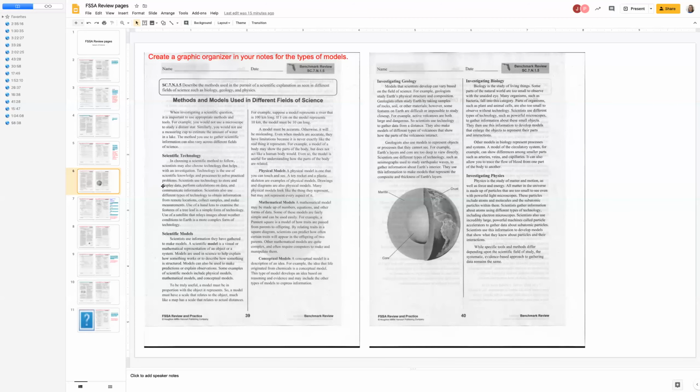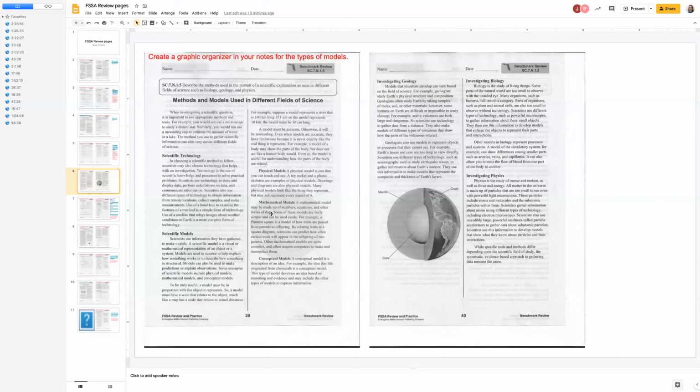So you have physical models. A physical model is one that you can touch and see. So that's what you should write on your notes. A model you can touch and see. A toy rocket and a plastic skeleton are examples of physical models. Make sure you have examples also. Drawings and diagrams are also physical models. There's some more information. Many physical models look like the thing they represent, but may not represent every aspect of it.